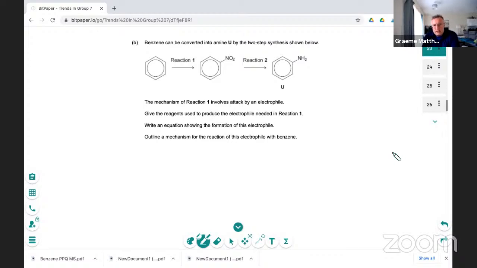The mechanism of reaction 1 involves attack by an electrophile. Give the reagent you'd use to produce the electrophile needed in reaction 1, and then write an equation showing the formation of this electrophile and the mechanism. Now, the reason why I picked this one, chemists, is because it's what we know, but in a slightly different format.